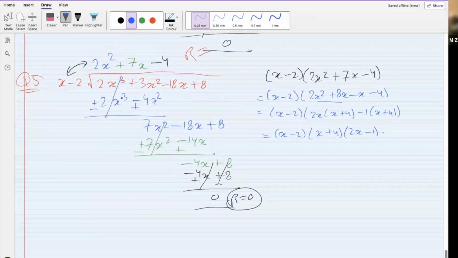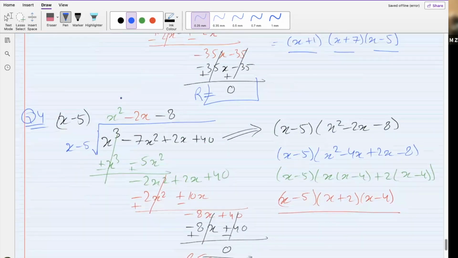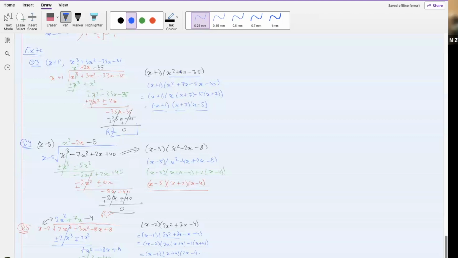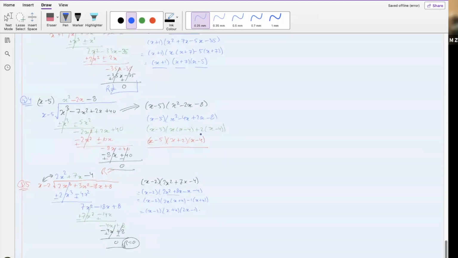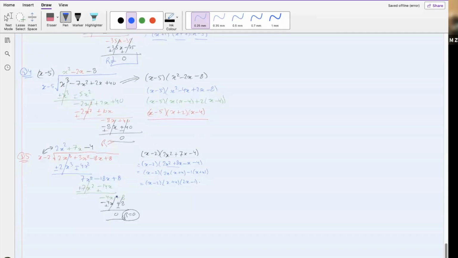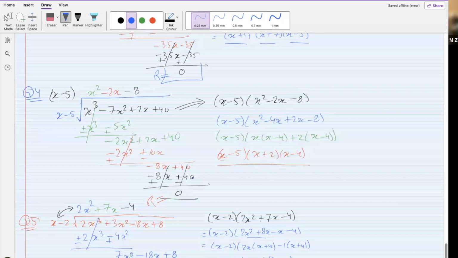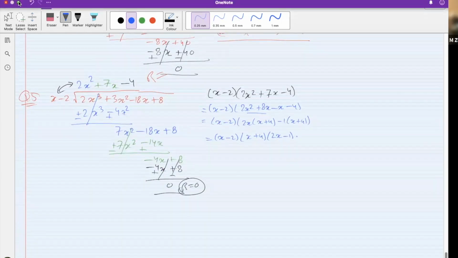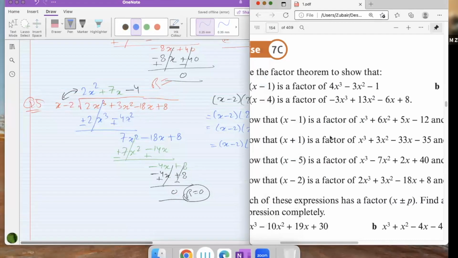So all three questions are of the same nature. Question 3, question 4, question 5. Long division, remainder 0, then midterm breaking. To show that it is a factor and factorizing them completely.